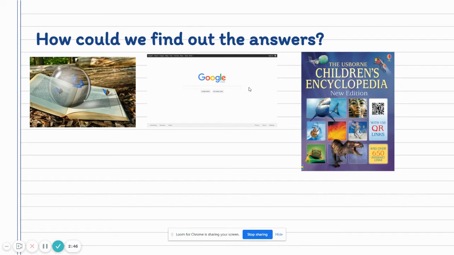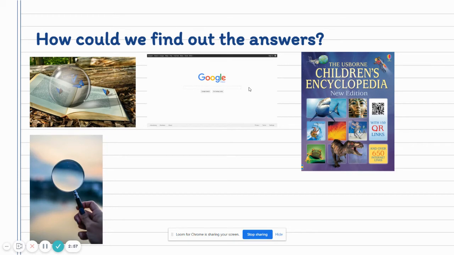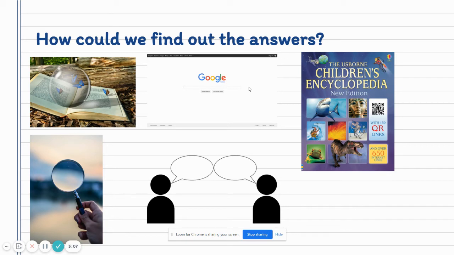I could look in an encyclopedia. An encyclopedia is a book full of facts, and I'm sure they would have a section all about moths. I could do an investigation or an experiment. I could go outside and find moths and have a look at them and see if that helps me find the answers. I could also ask other people. I could ask people in my house, or I could ask an expert such as Isabel Thomas, who wrote our moth book.